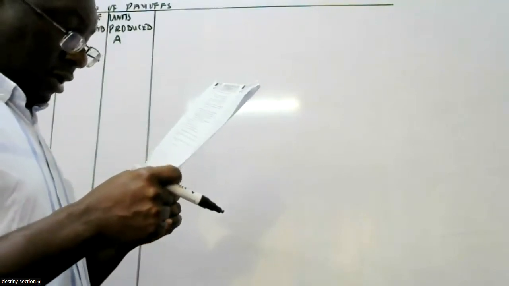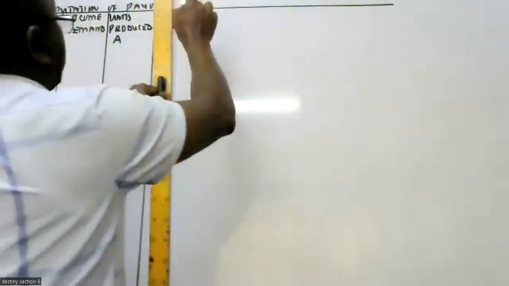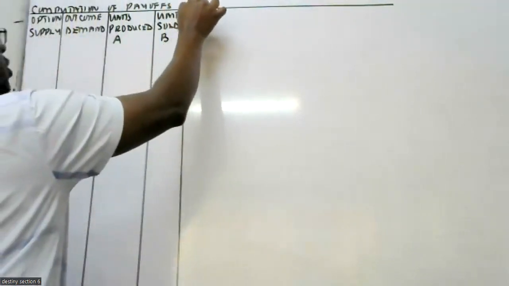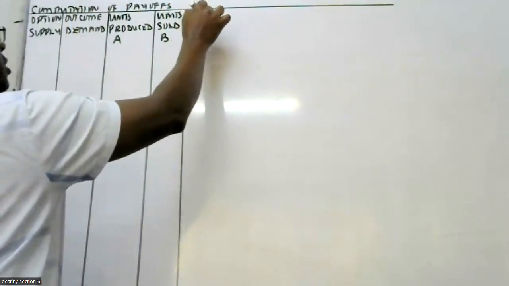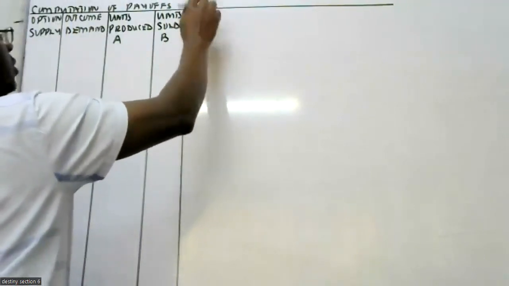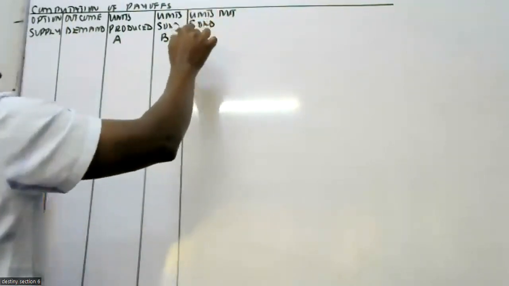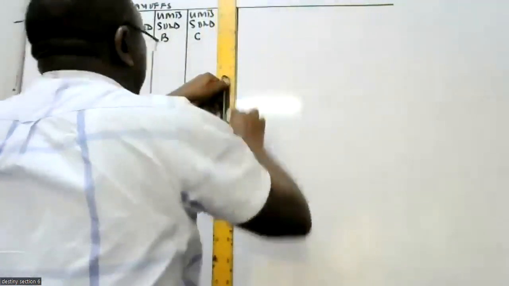Each loaf costs... So now here we have what we have produced. Now we have units sold. Let's call them B. Then units not sold. Let's call them C.